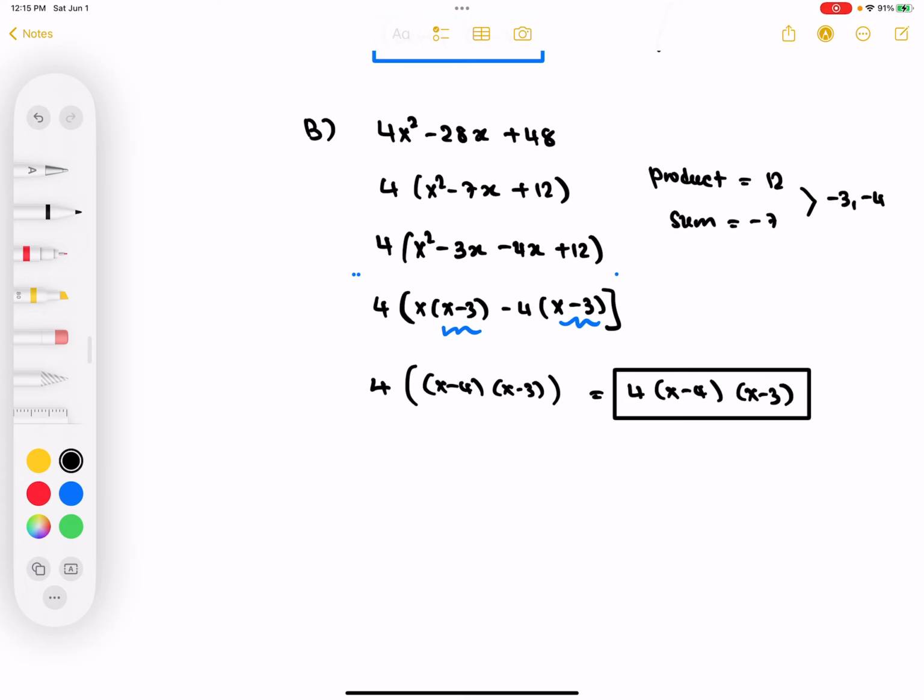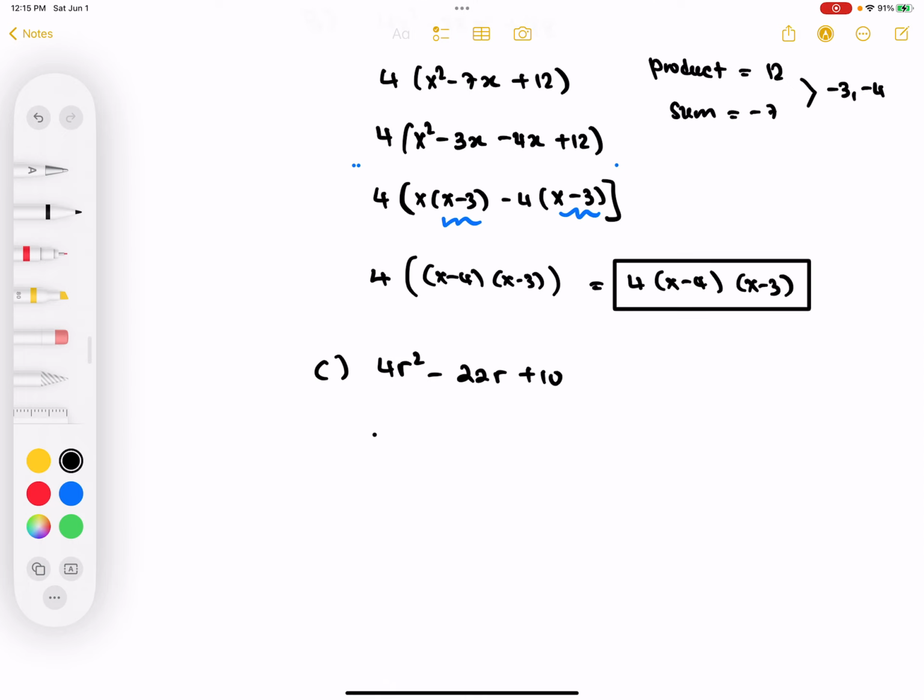I will add more examples. For example, see the same thing. Let's say 4r squared minus 22r plus 10. Again, if you look at this one also, we can factor out 2. 2 is common, so 2r squared minus 11r plus 5. Now, we can just use the product-sum rule. The product is 2 times 5, which is positive 10, and the sum is negative 11. Can we get two numbers that satisfy this condition? Yes, we can. That is negative 10 and negative 1, right?